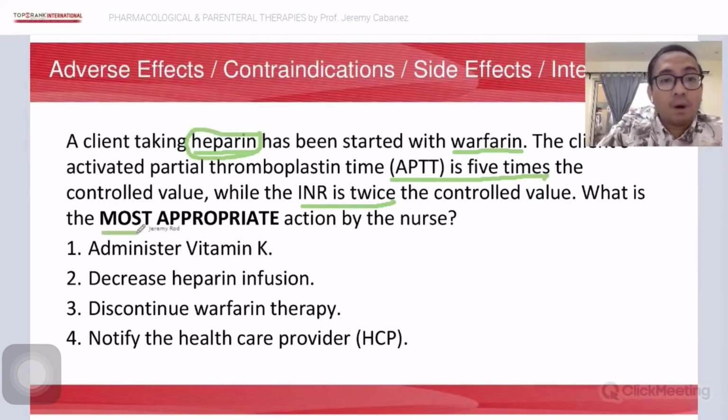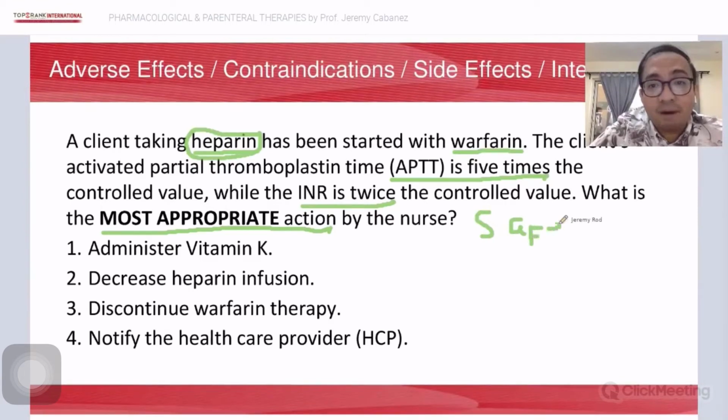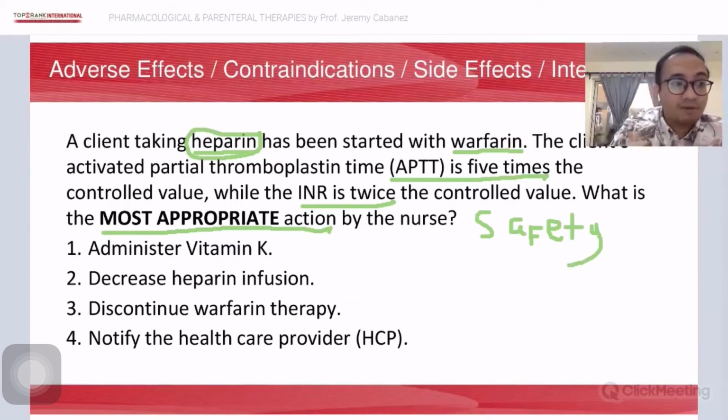So you are asked about the most appropriate action. When we talk about most appropriate action, that would be your priority action, your first action. And your first action is to promote safety. So we will use the strategy safe versus unsafe. Number 1, administer vitamin K. Related or unrelated for heparin? This is unrelated. Why? We only administer vitamin K if the problem is warfarin toxicity. Since our focus is heparin, you will eliminate number 1. This is unrelated to the scenario.